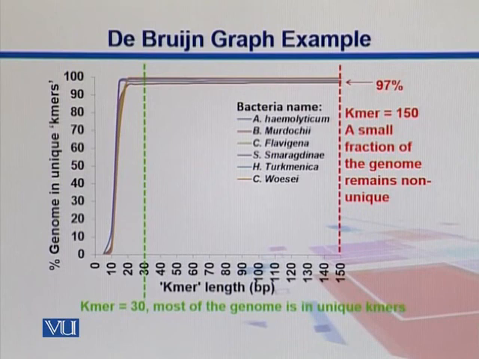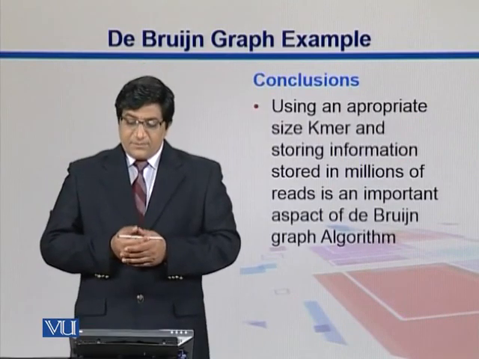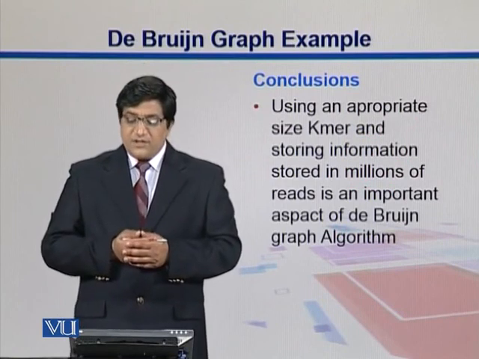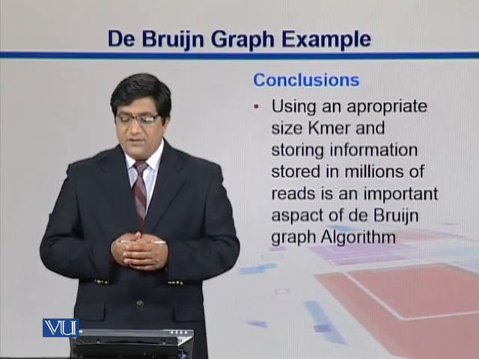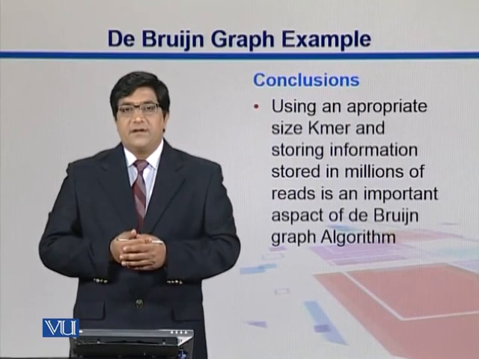What is the issue with longer Kmers? We will look into that in some slides below. Longer Kmers pose some serious issues, so we cannot use them. Using an appropriate size Kmer and storing the information from millions of reads is an important aspect of the De-Bruijn graph algorithm. And this example tells us one more thing, that assembly is not an easy task.